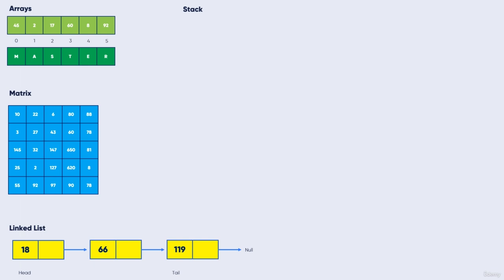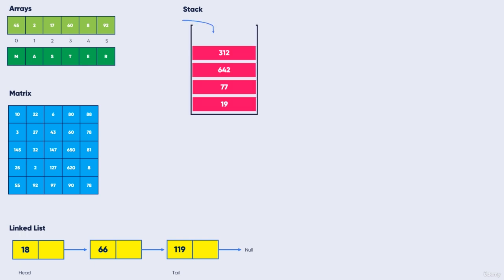The stack. A stack is a data structure which uses LIFO order, last in, first out. One application of stack is the JVM, and also we have the history of visited websites in Chrome. So it will list the latest one that you have visited.